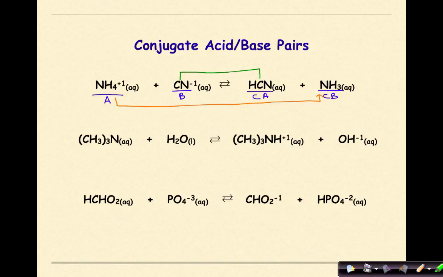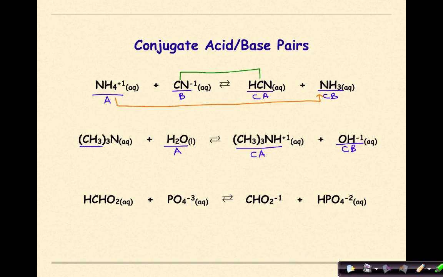And then we have H2O. Then we have CH3, 3NH plus 1. So that must be our conjugate acid. And as soon as you see OH minus 1, that's definitely your conjugate base. And remember, the label of conjugate acid and conjugate base is always going to come on the product side. So if OH minus 1 is my conjugate base, then the H2O must be my acid because it differs from that OH minus 1 by a hydrogen.